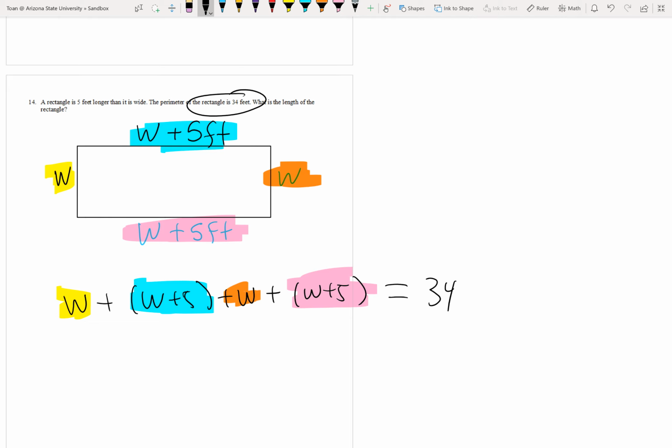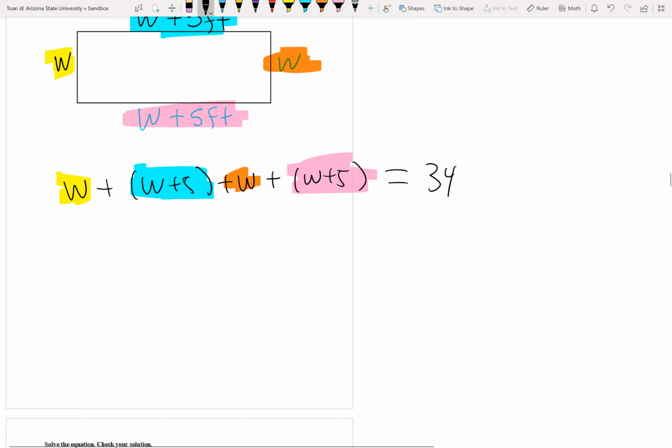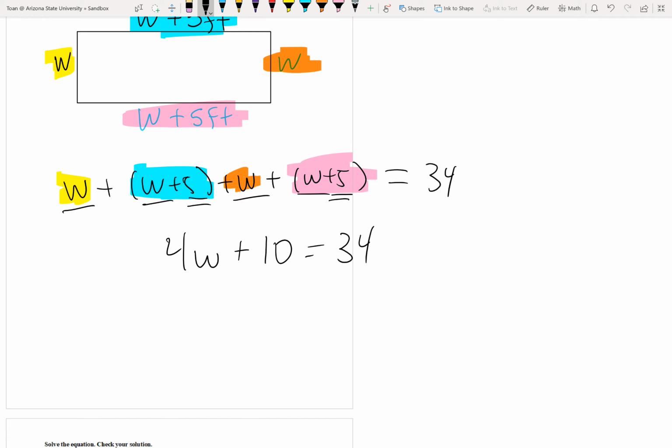And then you just go ahead and combine like terms and solve it. So you have 1, 2, 3, 4 w's plus a 5 and a 5, which is a 10, equaling 34. It gives you a linear equation to solve. Subtract the 10, divide out the 4. The width is 6 feet.